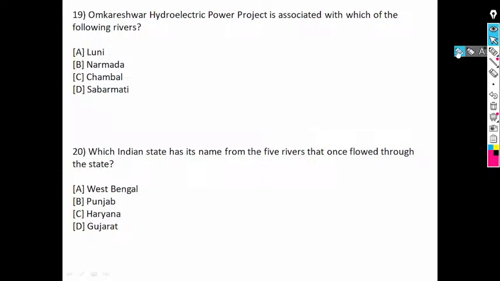Next, Omkareshwar hydroelectric project, which river is it associated with? Omkareshwar HP is associated with which of the following rivers? Luni, Narmada, Chambal, Sabarmati. This is B. Narmada.